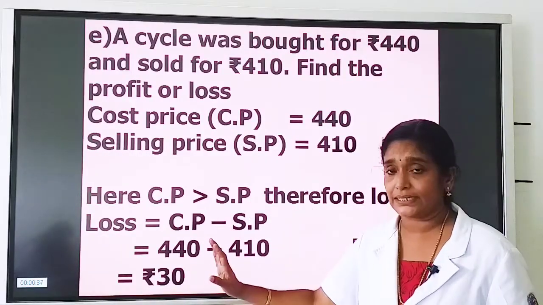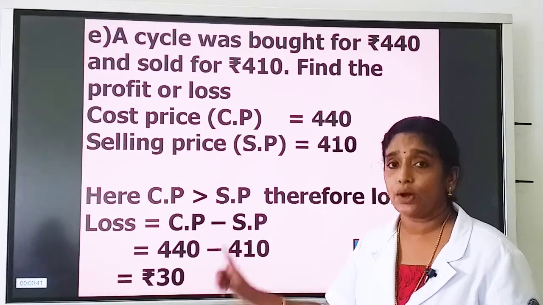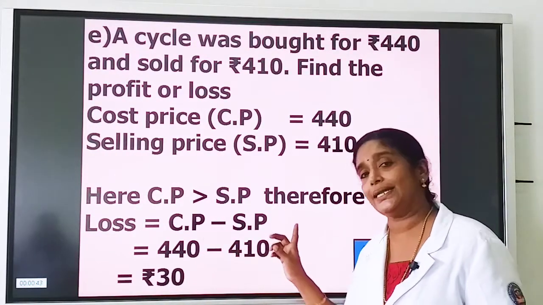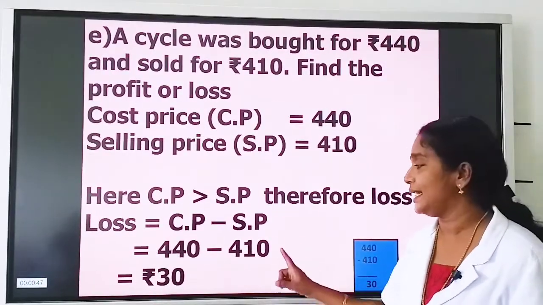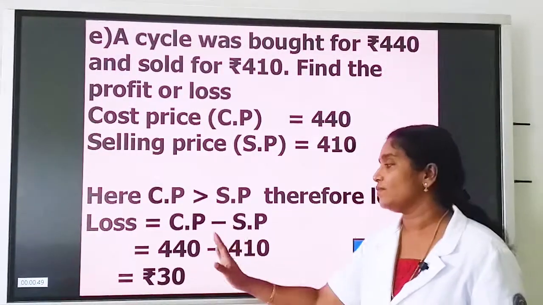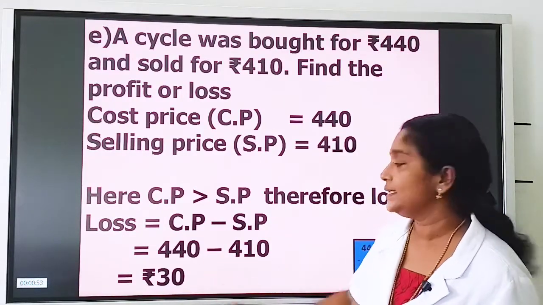So loss means cost price minus selling price. Here cost price is 440 and selling price is 410. 440 minus 410 is rupees 30.